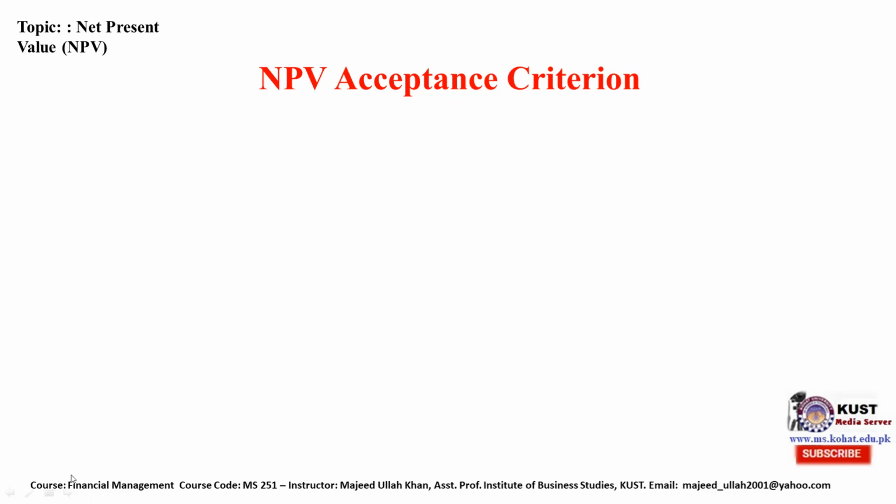What is the acceptance criteria? The acceptance criteria is basically the NPV amount. It is a very simple criterion. If NPV is greater than 0, we will accept the project. If NPV is less than 0, we will reject the project. This is the criteria. So in this case, we will reject the project because the NPV is minus $1,400.